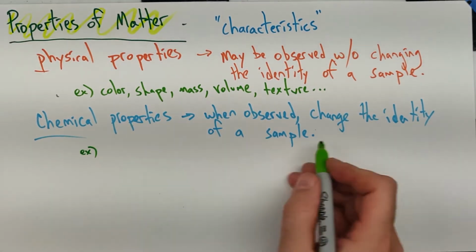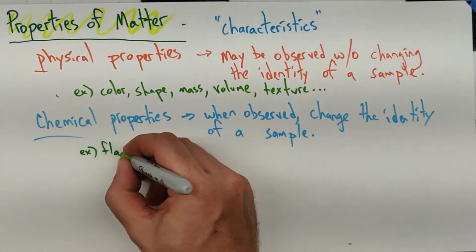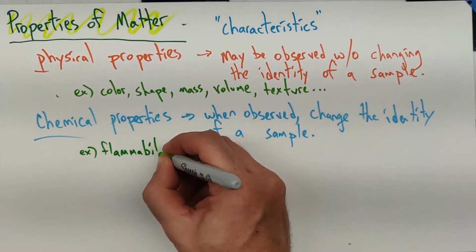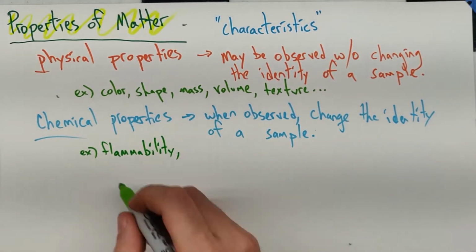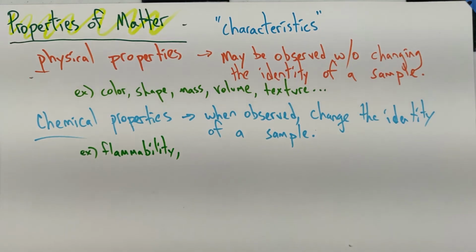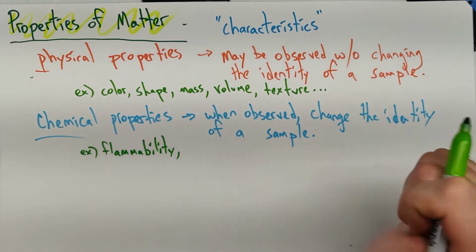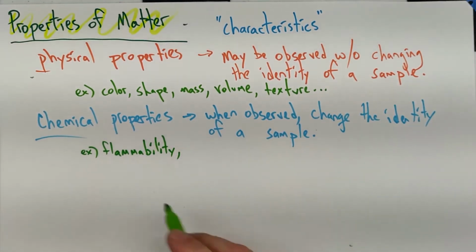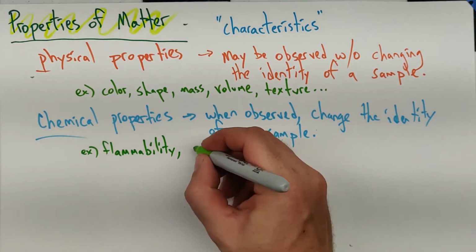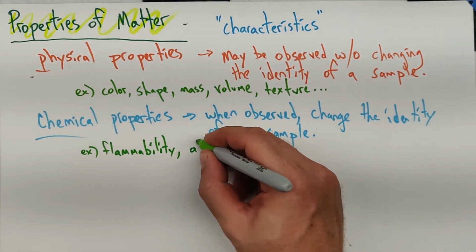So chemical properties, something like flammability, right? And ability to decompose. All these other things really relate back to two different things that we'll study much farther down the line, which is replacement reactions and oxidation reduction reactions. But flammability, we could say ability to oxidize.